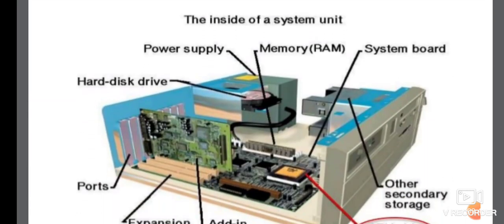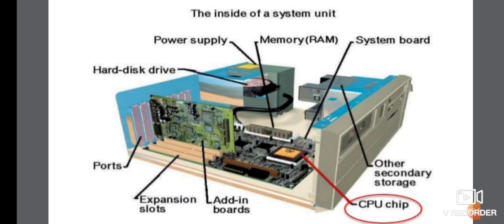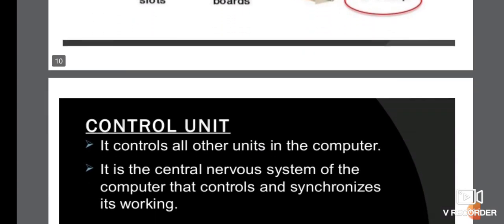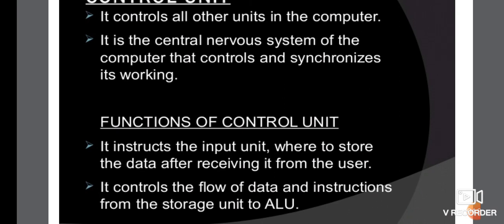Here I have given you the CPU. What will be inside it? I have shown this in this picture: where the power supply is, where your memory resides, the system board, hard disk drive, the ports available, expansion slots, add-in boards and other secondary storage, and the CPU chip. This is what will be inside your system. The control unit controls all other units in the computer. It controls and synchronizes the entire working.